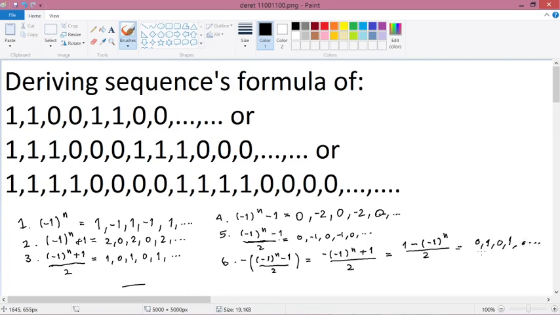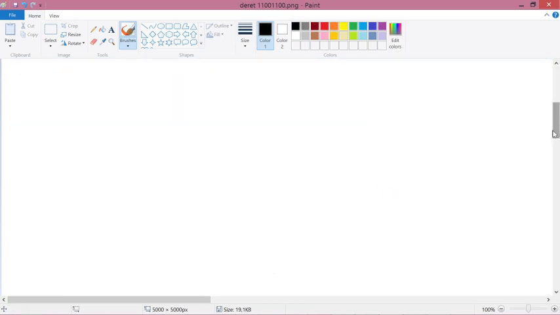So as you can see, this is kind of like this one, but this one begins with 1, and this one begins with 0. So if you want the sequence to start with 0, you use this formula. And if you want to start the sequence with 1, you can use this formula. And the last, we need to change this one, so it will be.